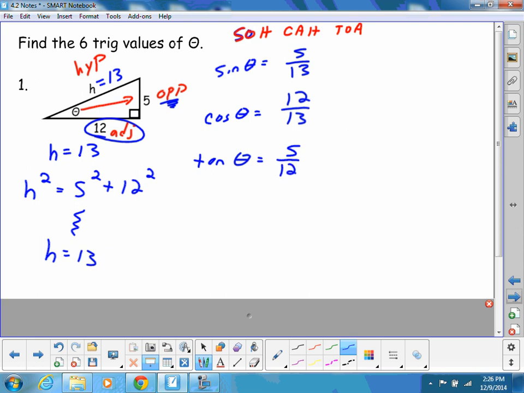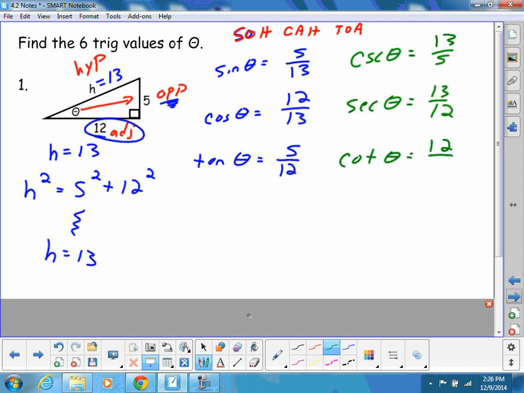Now I got to get my other three trig functions. What I do is I don't look at my triangle anymore. I just know my relationship. Oh, when I think about sine, its reciprocal function is the cosecant. So I'm going to say the cosecant function of theta is the reciprocal of the sine. So I just flip over 5/13 and get 13 over 5. The reciprocal function of cosine is secant of theta. So it's 13/12, so I just flip over the 12/13. And the reciprocal of tangent is cotangent theta. Just flip it over, it's 12/5.